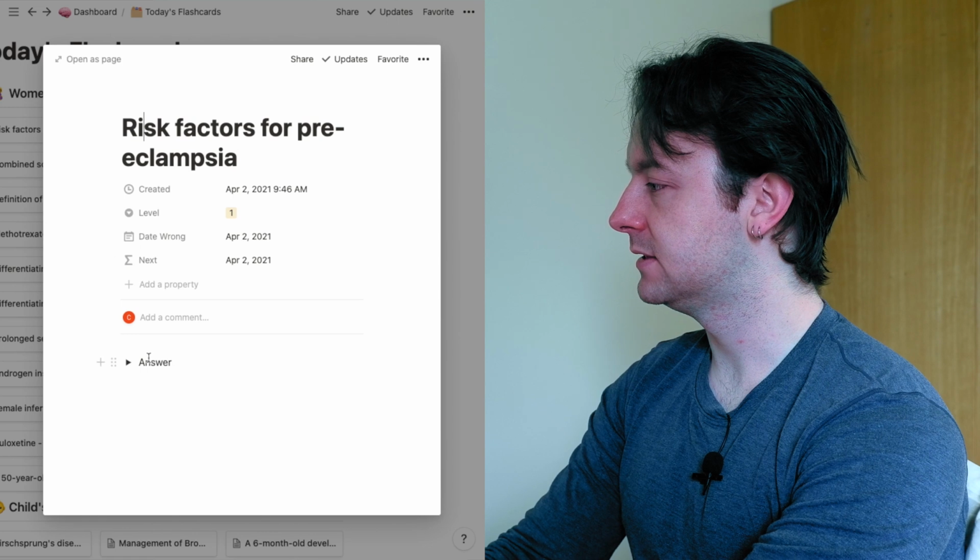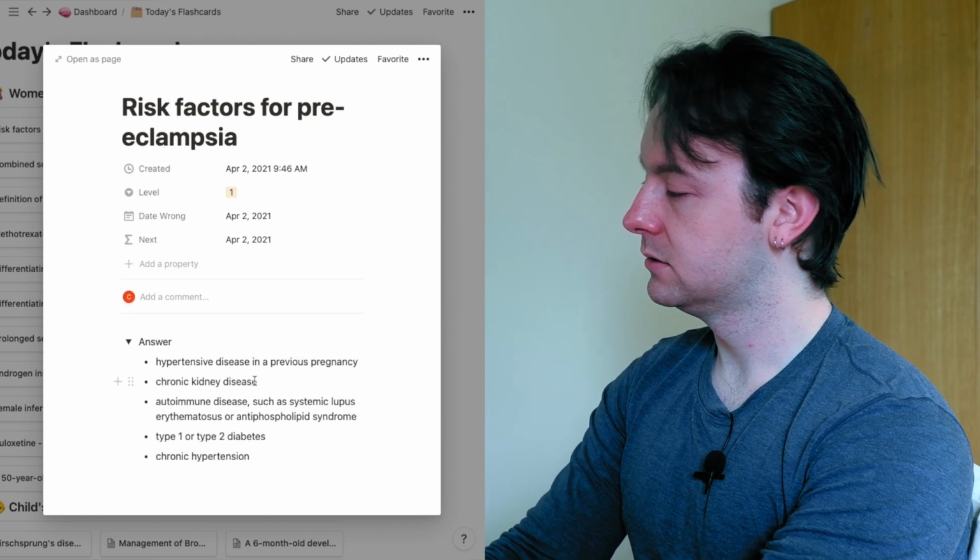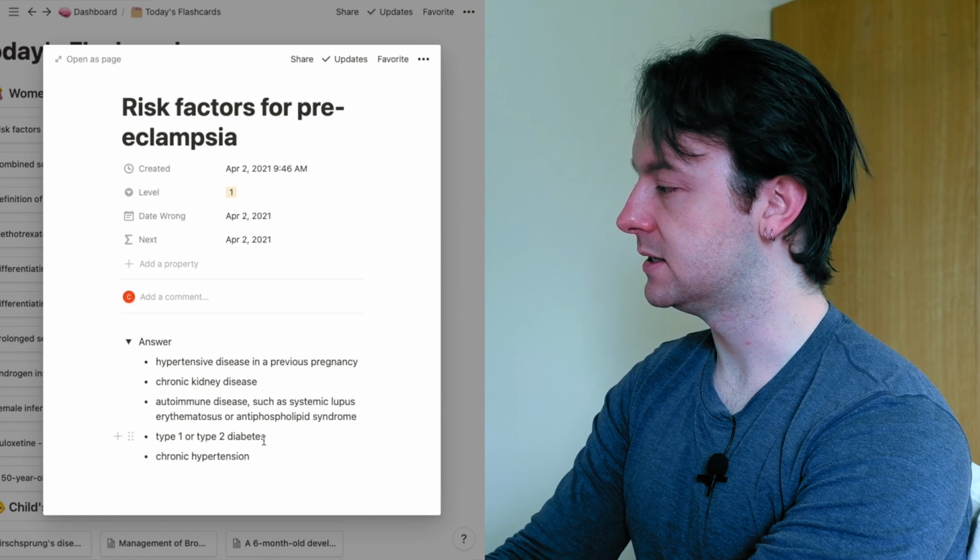Risk factors for preeclampsia. The answer: hypertensive disease in previous pregnancy, CKD, an autoimmune disease, diabetic, or someone with chronic hypertension. So that's the first way I might decide to make my flashcards.